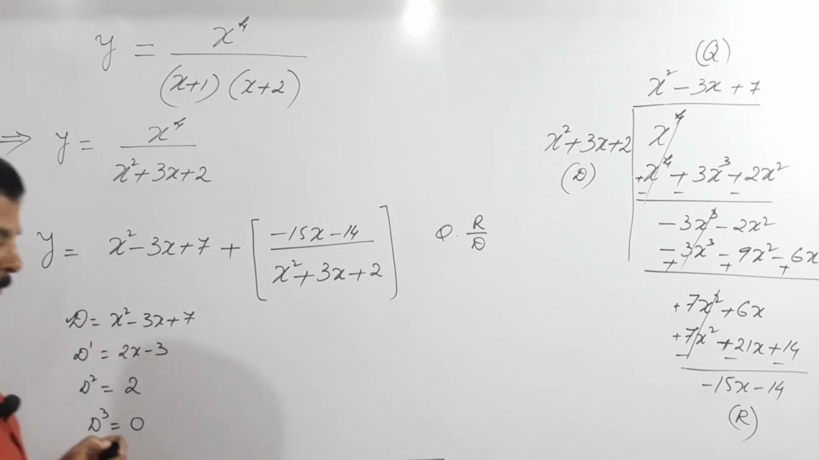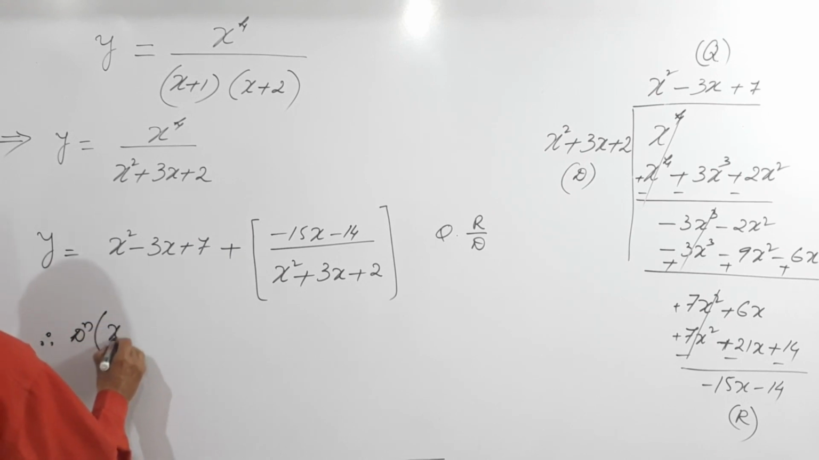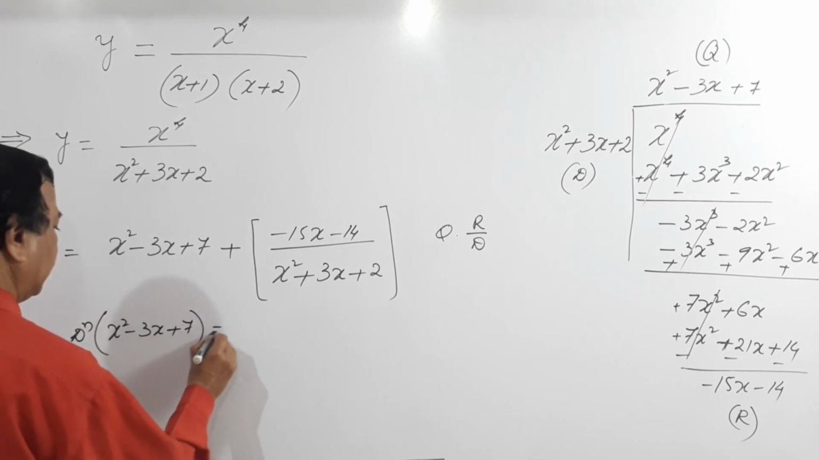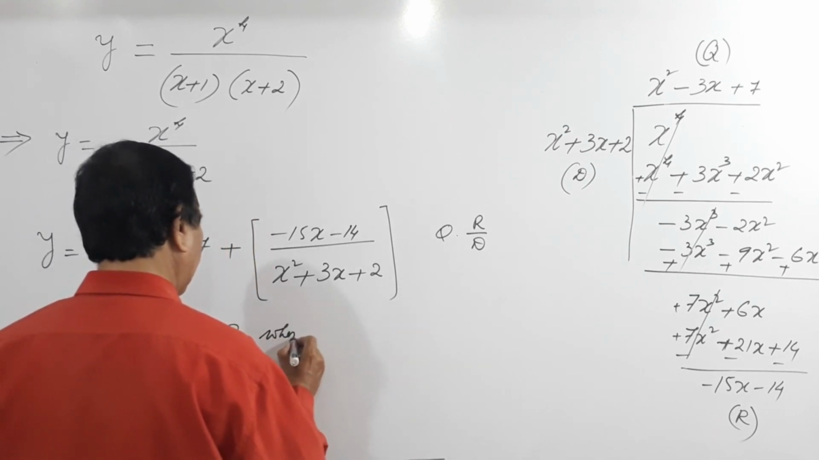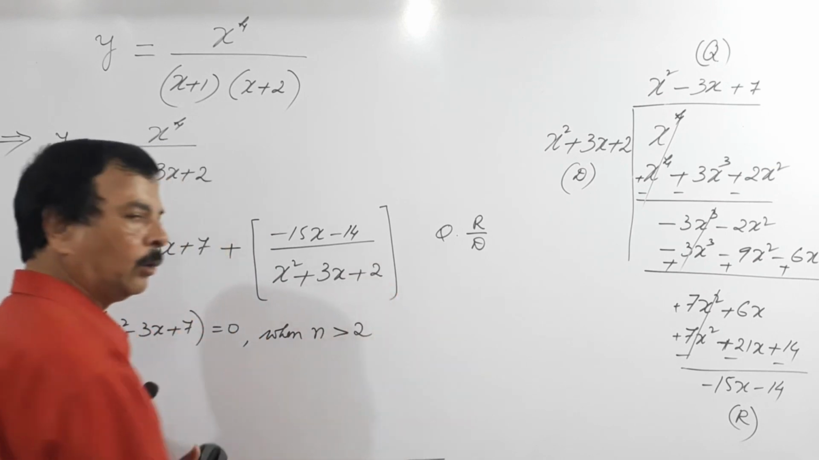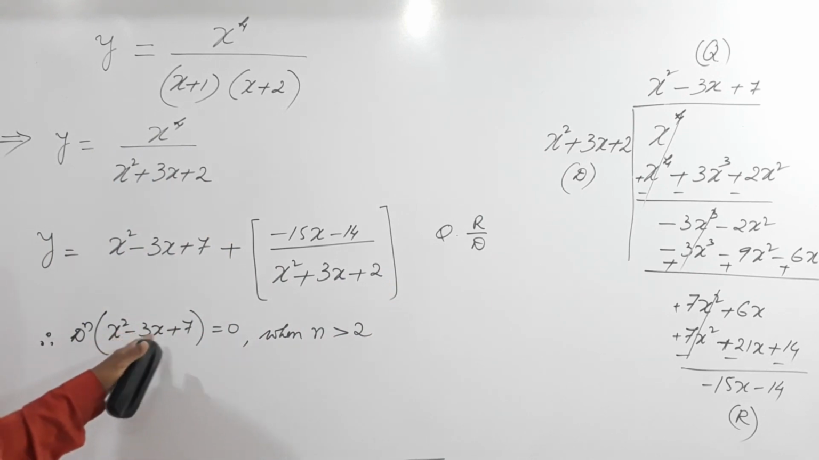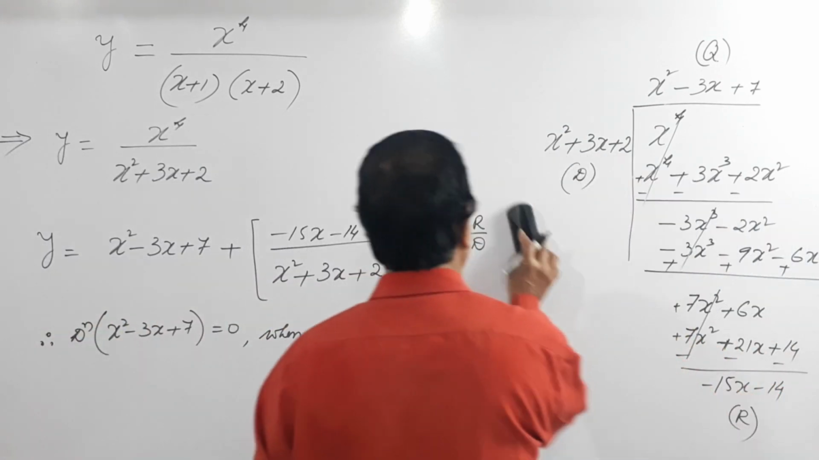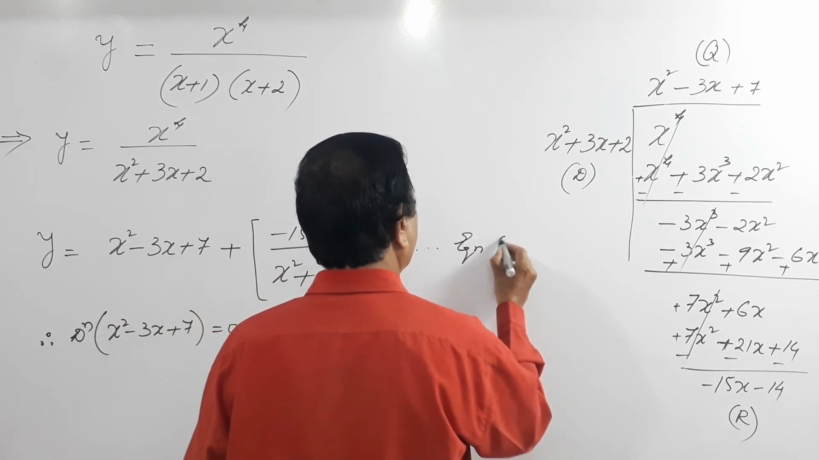So what happens to yn now? Therefore, differentiation of x square minus 3x plus 7 equals to 0 when n is greater than 2. Because the value of n is 2. Now I will catch hold of this, I will call this equation 1.